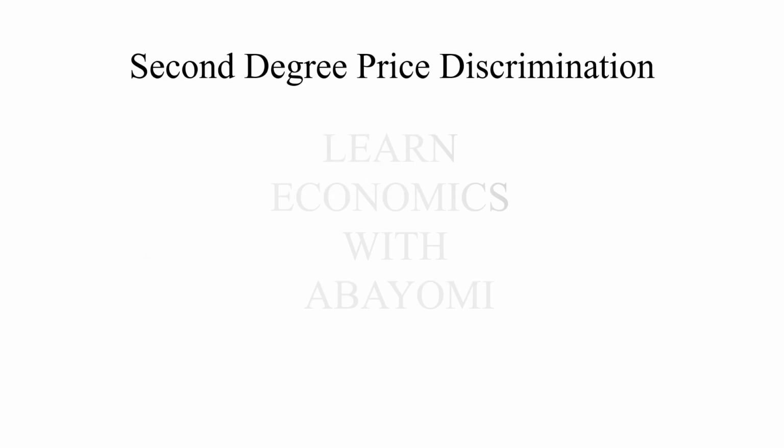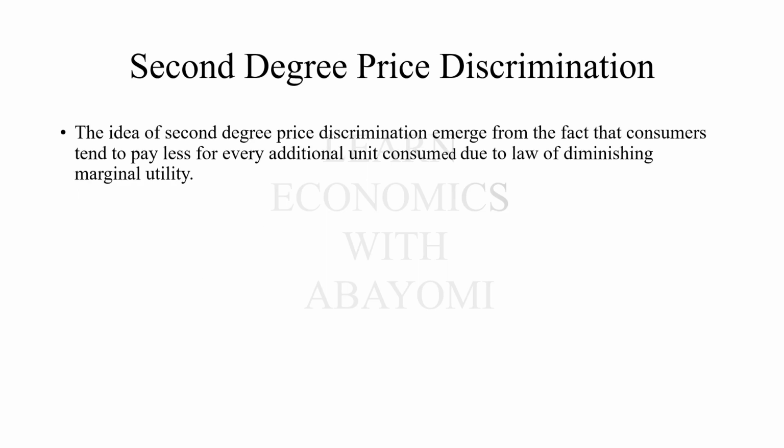Now, the second degree price discrimination. The idea of the second degree emerged from the fact that consumers tend to pay less for every additional unit consumed, due to the law of diminishing marginal utility.